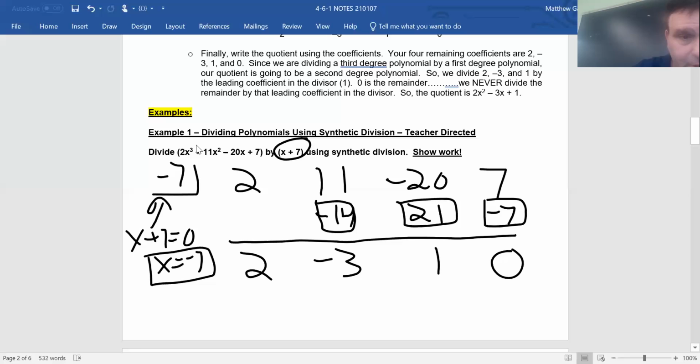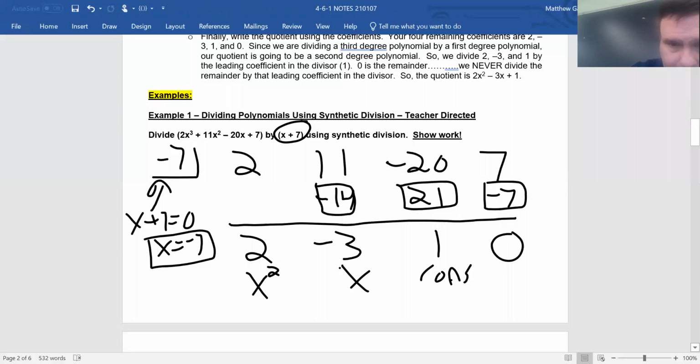And sometimes you could have 2 or 3 terms left over as your remainder. Since we are dividing a cubic by x plus 7, your 2 is a quadratic term because you're decomposing down from a 3rd degree to a 1st degree. So you're just subtracting 3 minus 1. So it's 2x squared, negative 3x, and the 1 is a constant. So that is your quotient, 2x squared minus 3x plus 1. Okay?